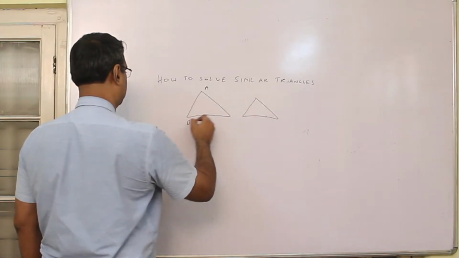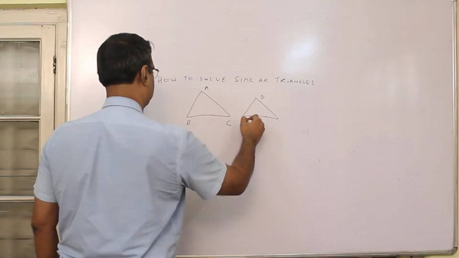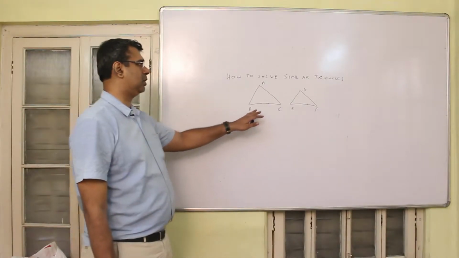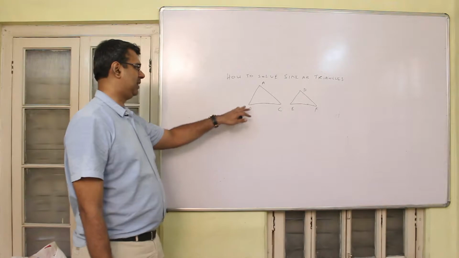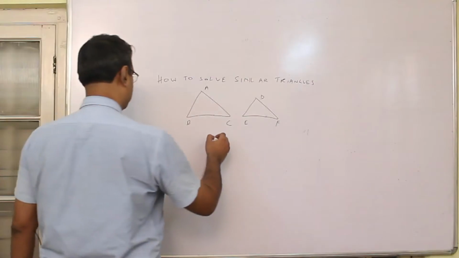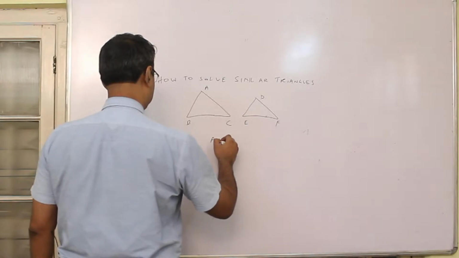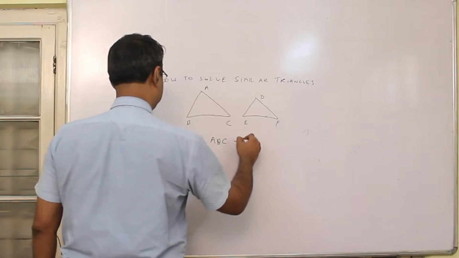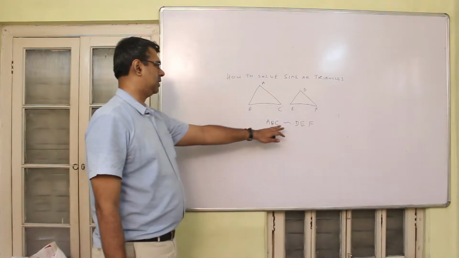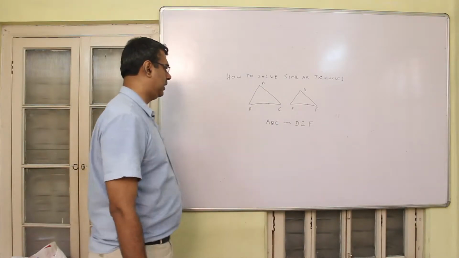As you know, the triangles which are of similar shape are called similar triangles. So you can see that triangle ABC and DEF have similar shape, so we call them similar triangles. We represent it like this: ABC is similar, this is the symbol of similarity, to DEF.